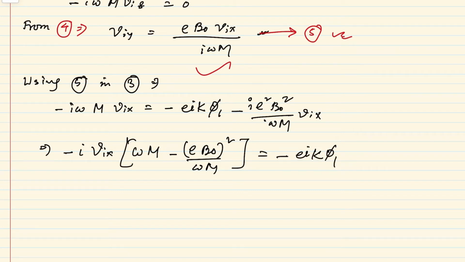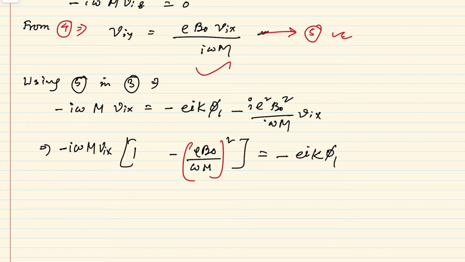Now again you can take this omega M common. So if you do so, then this is going to be minus i omega capital M Vix, and here it will be 1, then this is going to be omega square M square, so we can write this as a whole square.